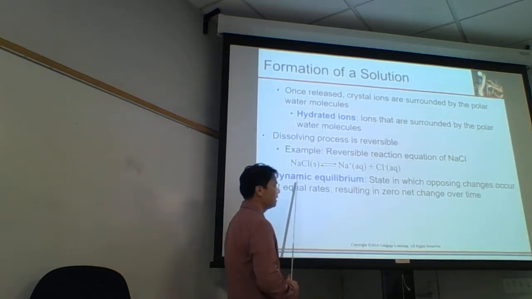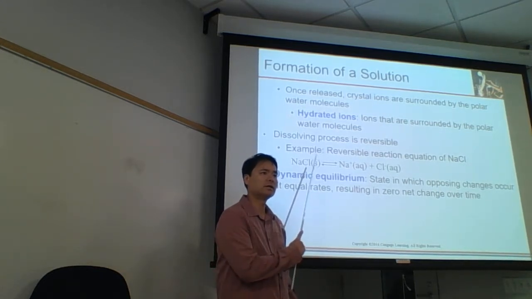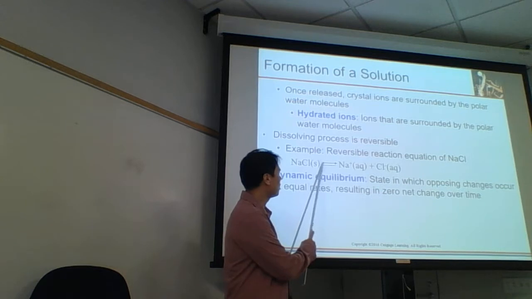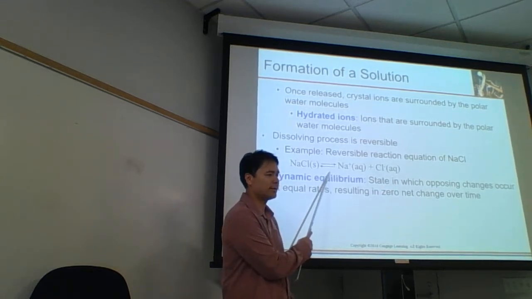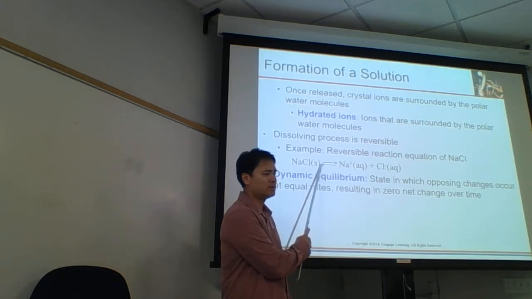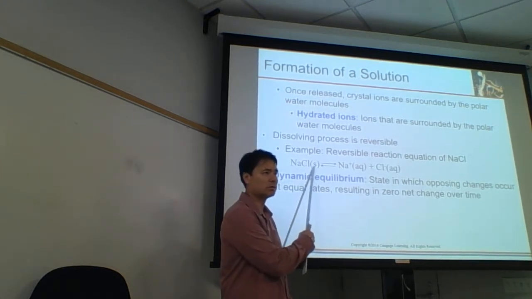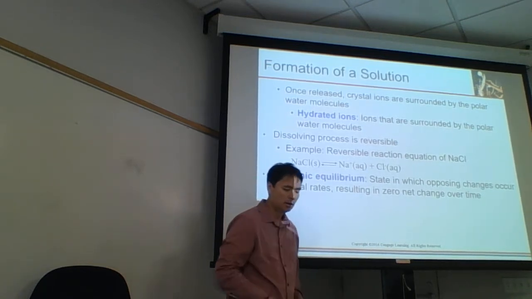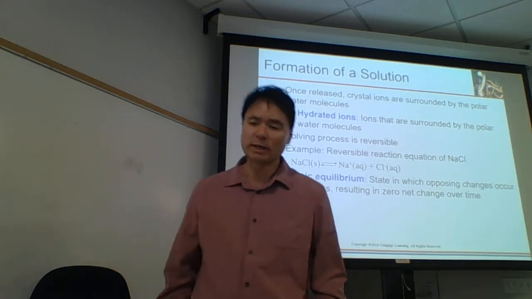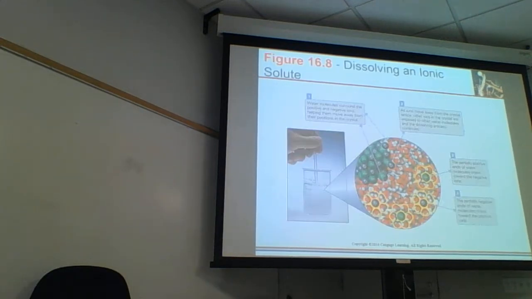But why is it called dynamic? It's called dynamic because of this. The forward process is called dissolution. The reverse process is called crystallization. It's because dissolution never stops and crystallization never stops. The crystals are always going to be broken apart, but at the same time, crystals are always going to be forming. And so once we've hit this state of dynamic equilibrium, this is what's happened.